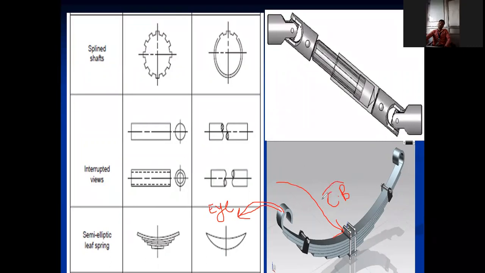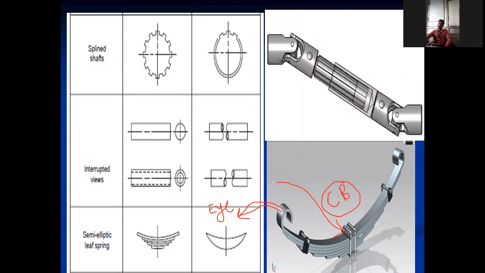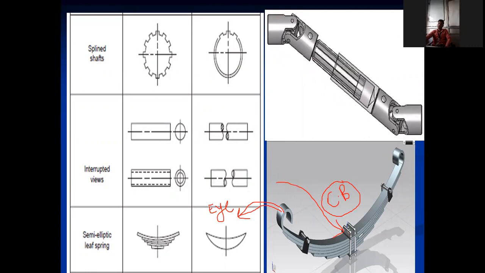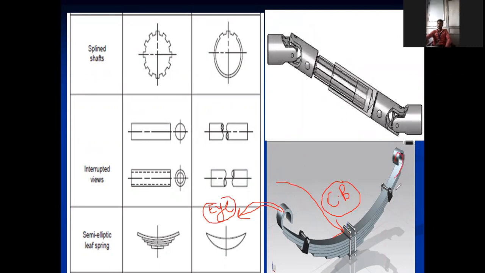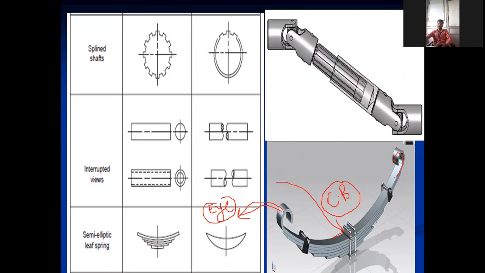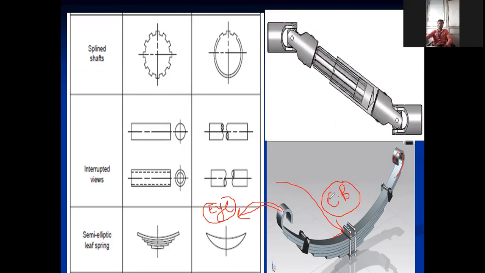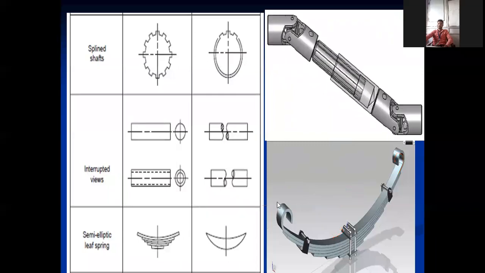What is the purpose of center band? It will hold a number of springs together. सेंटर बँडचा पर्पज काय आहे? It will hold म्हणजे एकत्रित ठेवतो number of leaf springs. And what is the purpose of eye? म्हणजे हे जे स्ट्रक्चर दिसतं गोल असं, it is called an eye. It will connect the leaf spring with the chassis or body of the automobile. So that is the purpose of eye and center band.